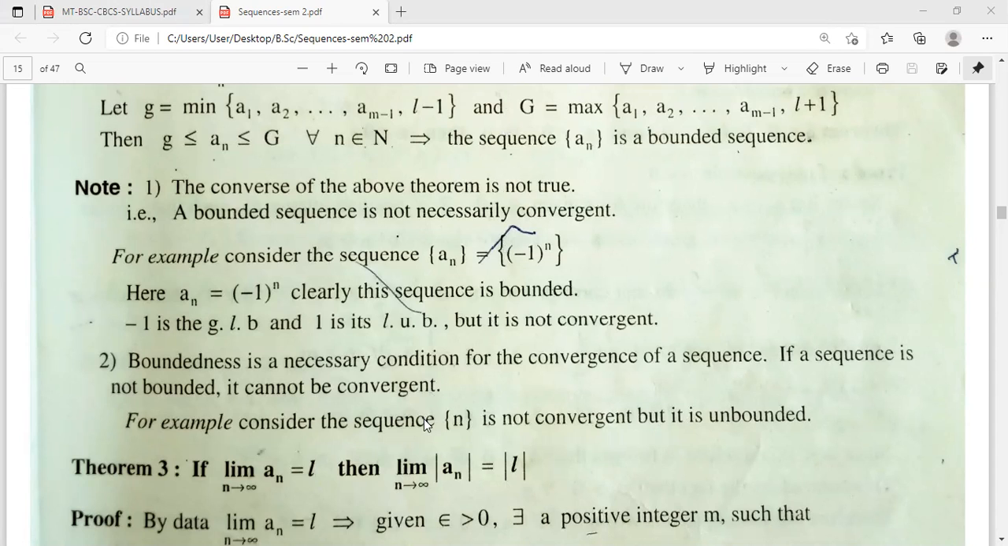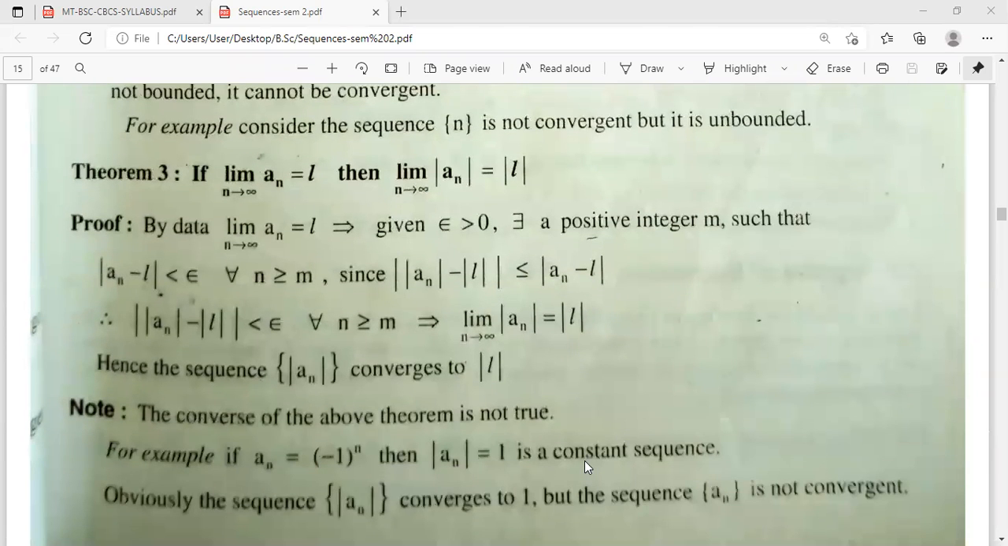The sequence n is not convergent, because the limit of a_n as n tends to infinity is divergent, not convergent, and it is unbounded. Unbounded means it is not bounded above as well as not bounded below.